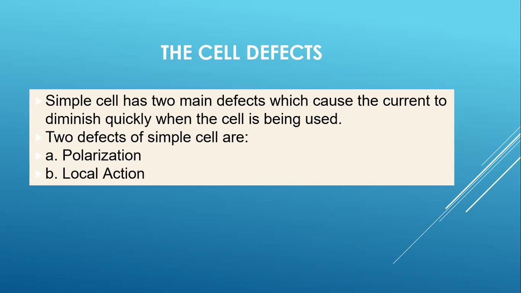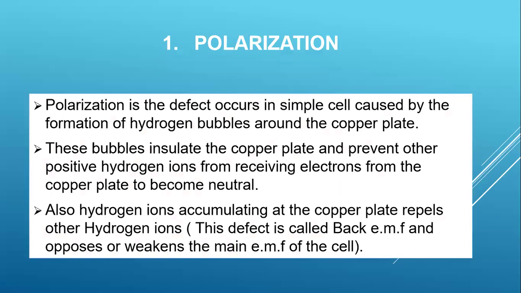Now we have to note that the simple cell has two main defects, which cause the current to diminish quickly when the cell is being used. These two defects of the simple cell are as follows. The first one is polarization, and the second one is local action. We'll be discussing each one of them, starting with the first one, polarization.